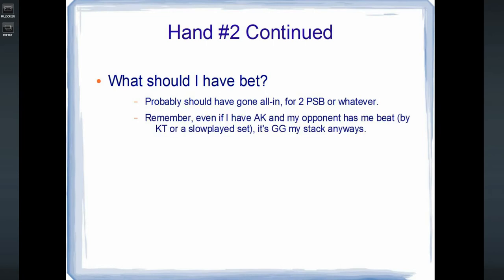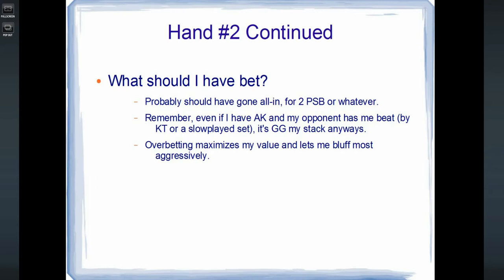And also, remember, even if we have ace king and our opponent has us beat, like he has king 10 or he did slow play a set on the turn, we're going to lose our stack anyways. So what's important to remember is, when you make a really big bluff, you're going to have lost more money than you would have if you bluff small. But when you have a value hand and you're making a really, really big value bet, like if I'm value betting ace king all in here for 2 pot size bets, don't beat yourself up if you get called and lose, because you're going to lose your entire stack anyways. So overbetting maximizes my value and lets me bluff most aggressively.